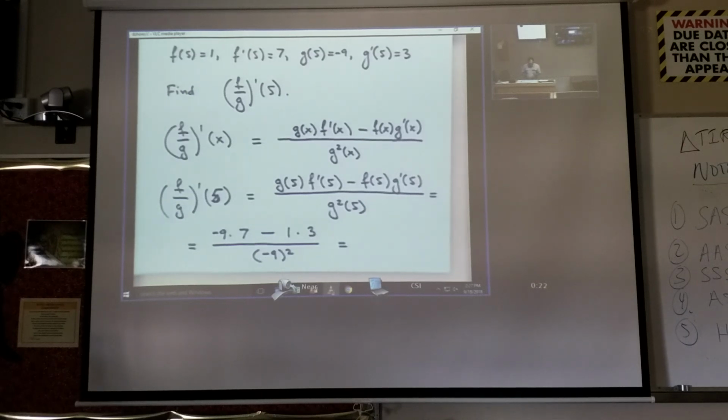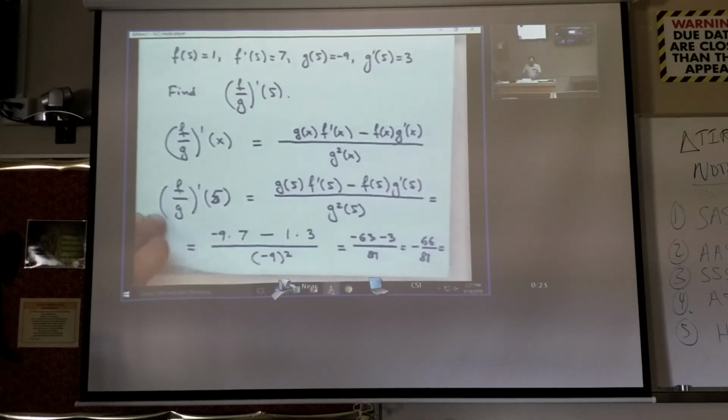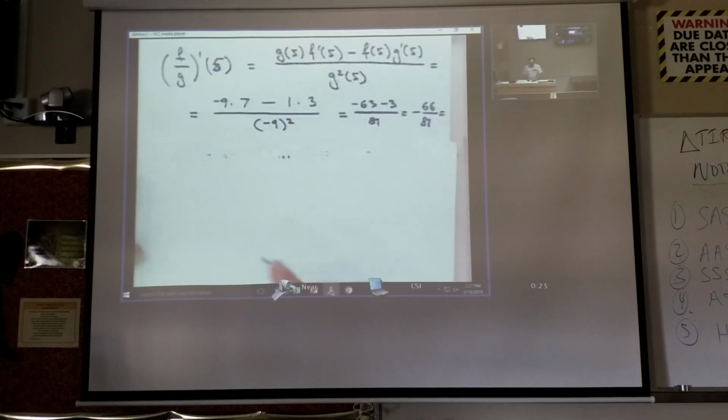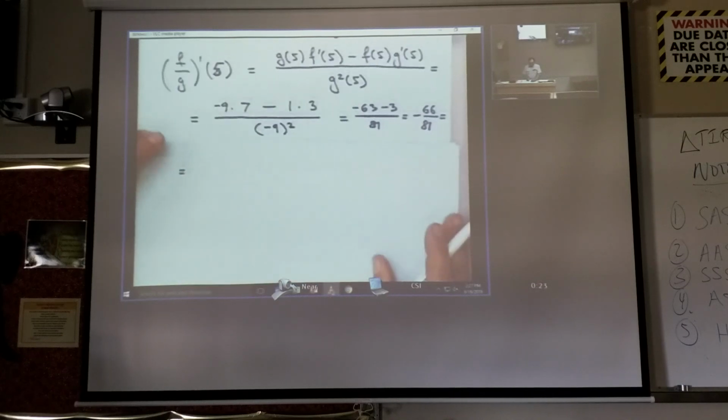So, negative 9 times 7, what's that? Negative 63, minus 3, over 81. So we have negative 66 over 81. If we can reduce something, we should, right? Do we have anything to reduce here?